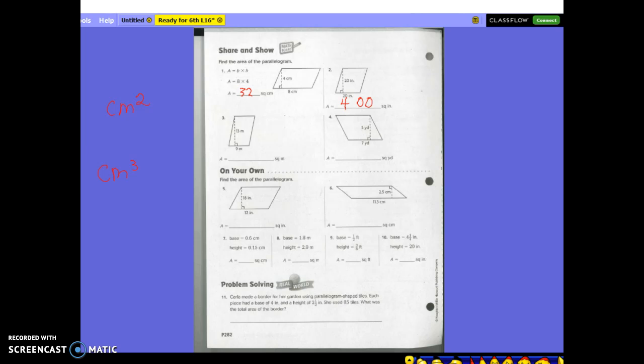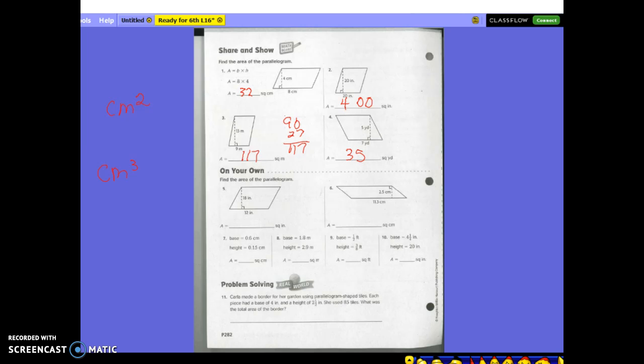How about 3? 13 times 9. Well, what's 10 times 9? 90. And then 3 times 9 is 27. So 117 square what? Meters. And 5 times 7, that one's pretty easy. 35.